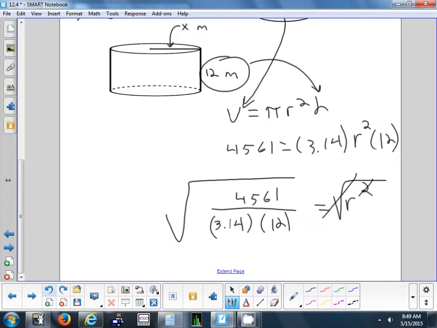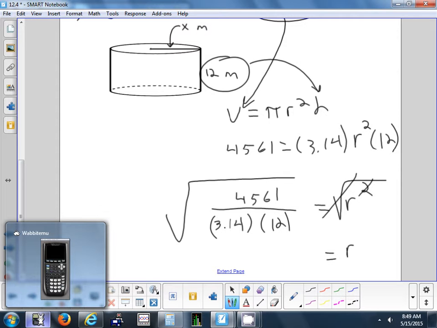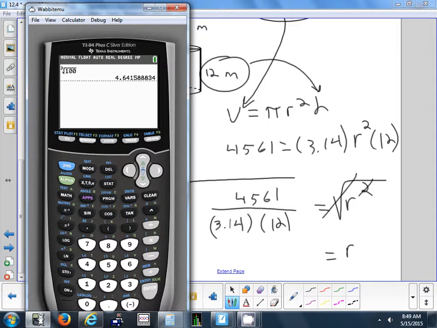Now, at some point, if they want a decimal, we got to type this in. So I've avoided typing it in as long as I really can. All right, let's type it in. Take 4561. Divide by 3.14. Then you can take that answer and just divide it by 12. It's the same thing. Now take that answer and take the square root of it.